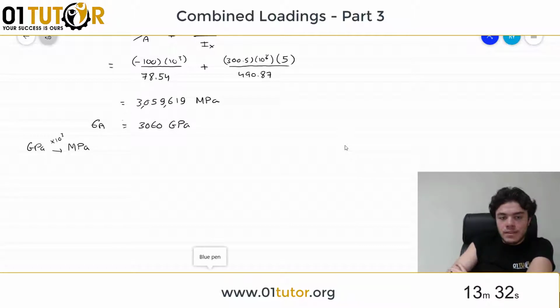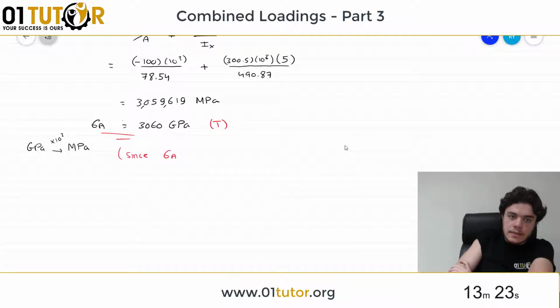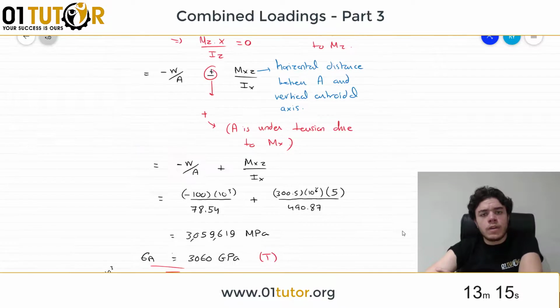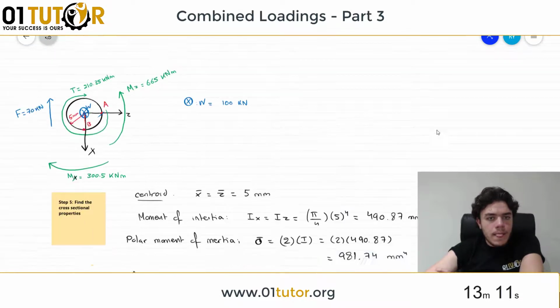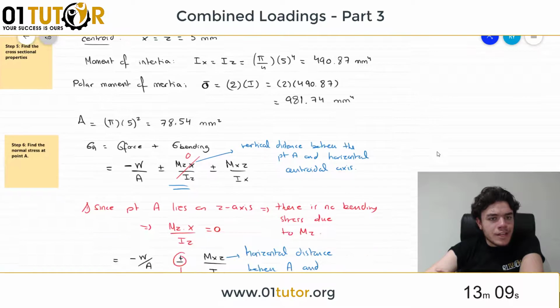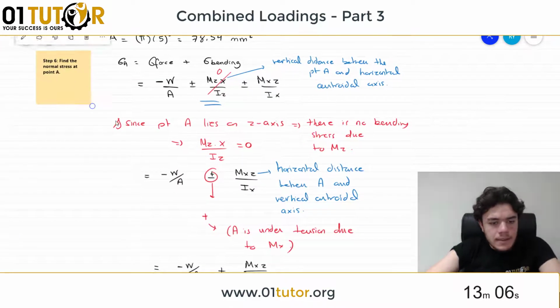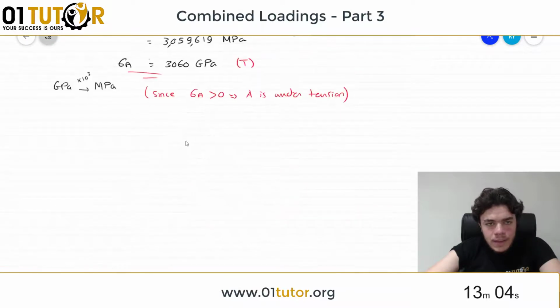Since it turned out to be positive, this is going to be in tension. So since sigma A is positive, this means A is under tension. Perfect. This is how to calculate sigma at point A. This is it. Now, let's continue to find the shear. So, step number 7, let's find the shear at point A.